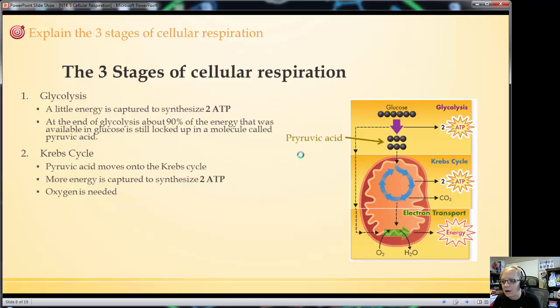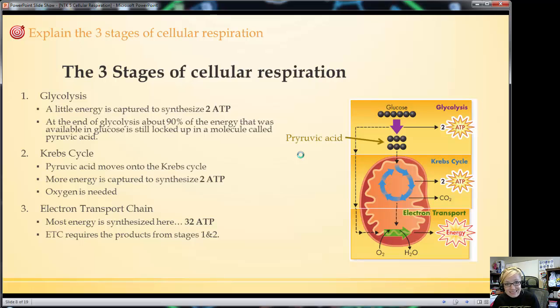All right, so where are we at now? We just went through the Krebs cycle. We got some carbon dioxide and 2 more ATP. What happens next? Well, we're going to have some molecules now enter the electron transport chain. Sometimes we'll call this the ETC, electron transport chain. Most of our energy is going to be synthesized here. Big difference, right? We've only gotten 2 ATP, 2 ATP. How many come out of the ETC? 32 ATP. That's a lot. So the electron transport chain is really where it's at. That's where we're getting most of our ATP from that original glucose molecule.